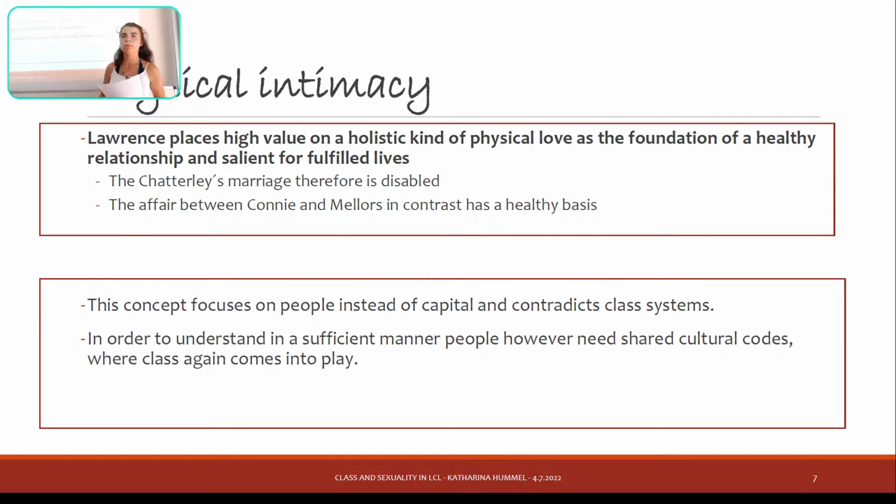And this is also what I summarized there. The Chatterleys' marriage is disabled. They can't have sex, they can't have a healthy relation, and they can't fulfill themselves. And the affair between Connie and Mellors, in contrast, has this basis. They have sex, and they have this physical intimacy, and also this holistic kind where they have body and mind really together.